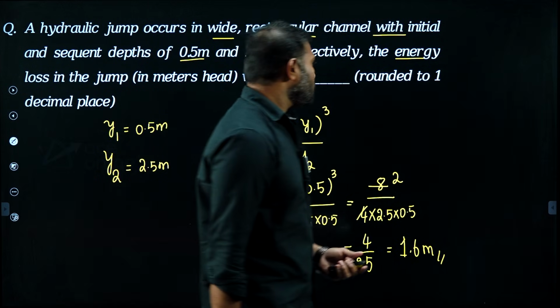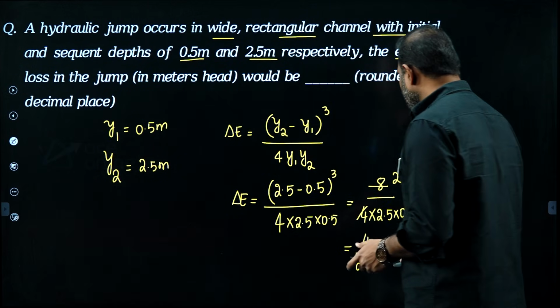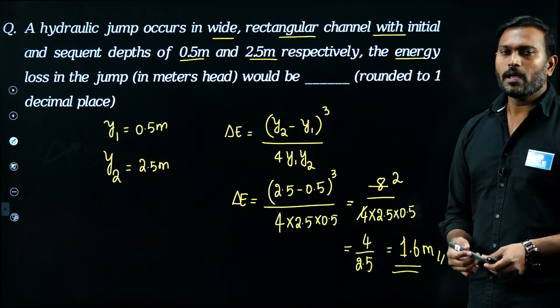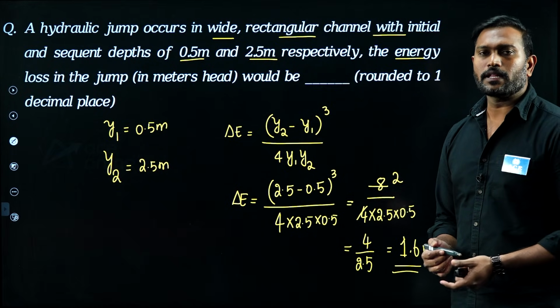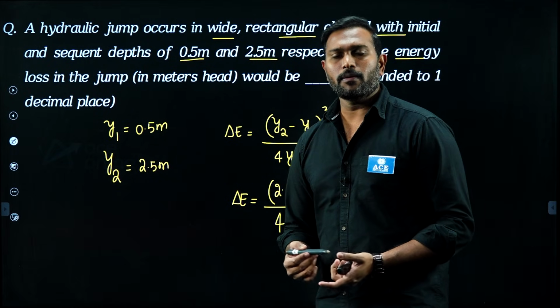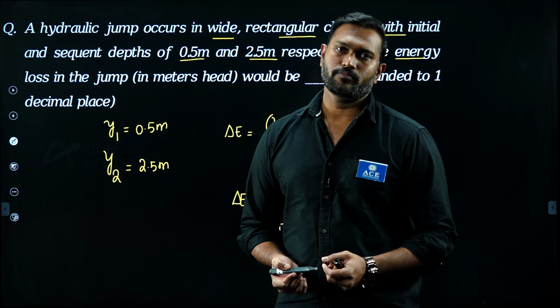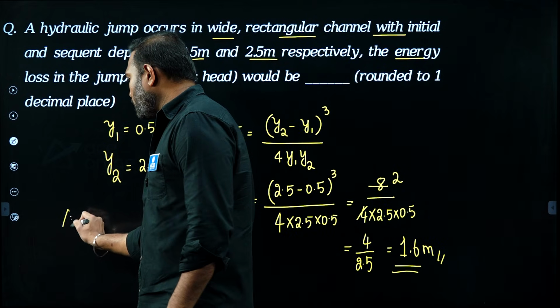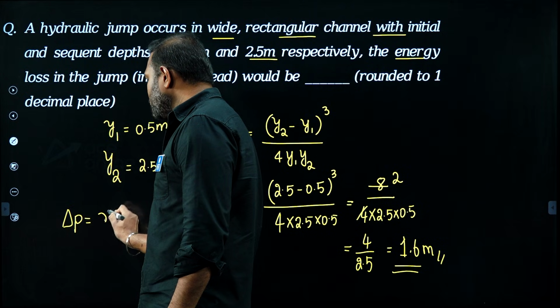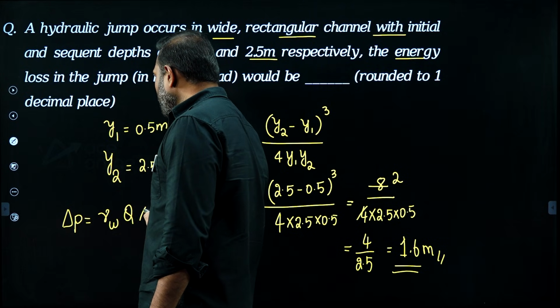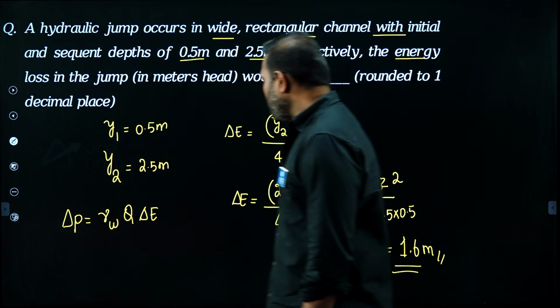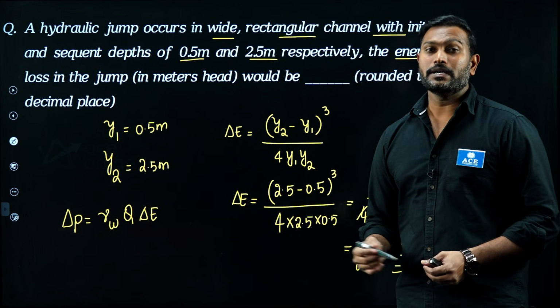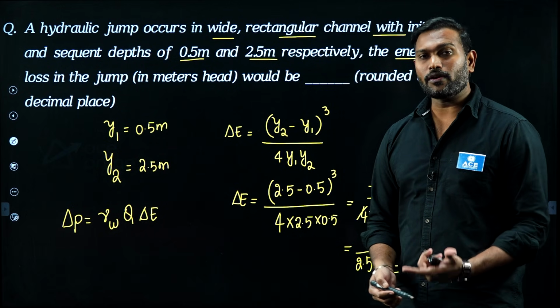They are asking rounded to 1 decimal, so 1.6 meters directly. But sometimes, instead of asking for the energy loss, the examiner will ask for the power loss also. For the power loss, delta P is equal to gamma W into Q into delta E. But that requires the discharge. So how do we find the discharge?